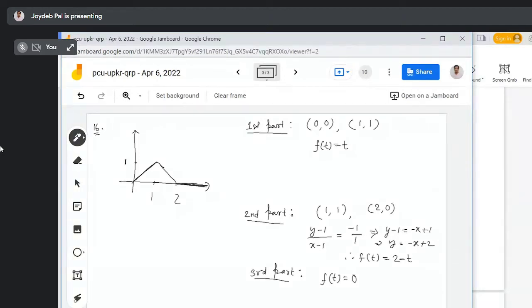So three parts: this, this, and this. Now in closed form I am writing f(t), which is equal to, in that way I am writing, t in which interval? What is the domain? 0 to 1. Yes, any doubt?